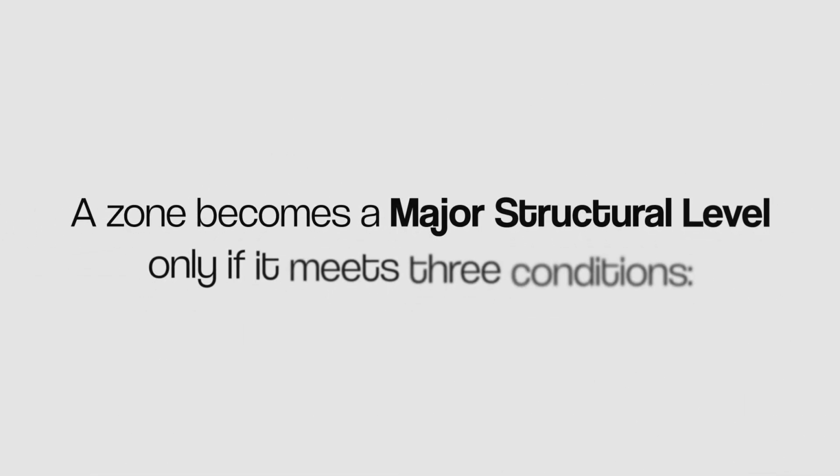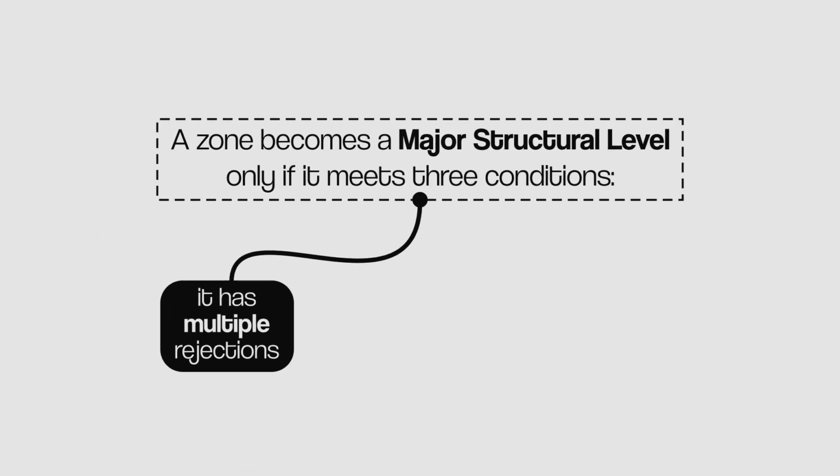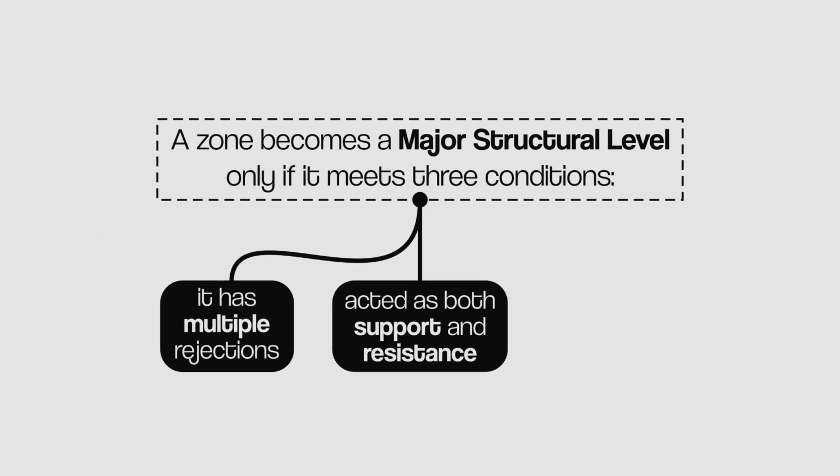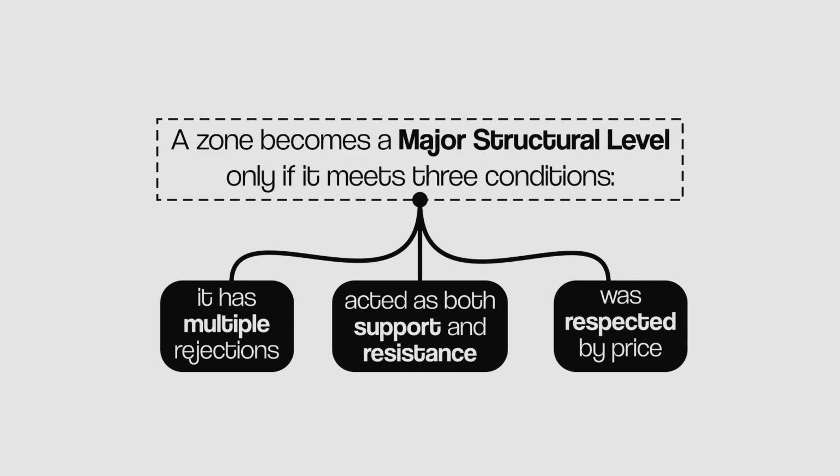Third, focus on major levels of structure. A zone becomes a major structural level only if it meets three conditions. It has multiple rejections, it acted as both support and resistance, and it was recently respected by price. If a zone meets all three conditions, it's a strong one.